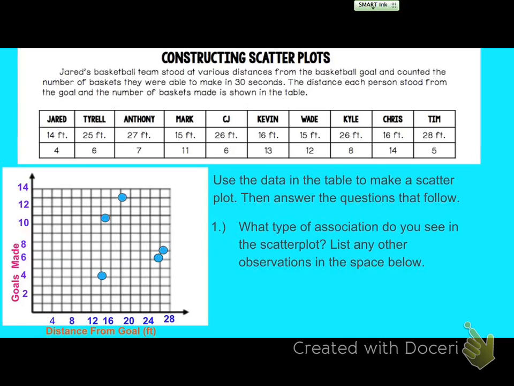Wade was 15 feet away and scored 12 baskets. Kyle was 26 feet away and scored 8 baskets. And Chris was 16 feet away, which is right here, and scored 14 baskets.